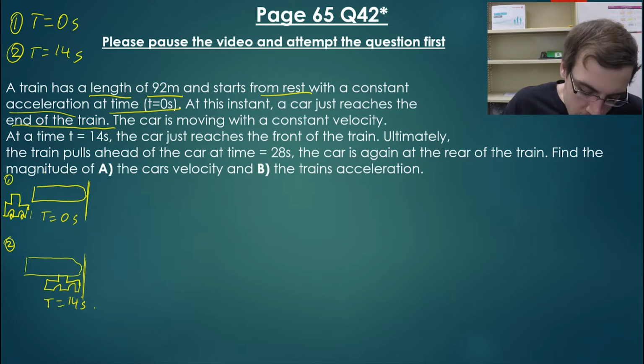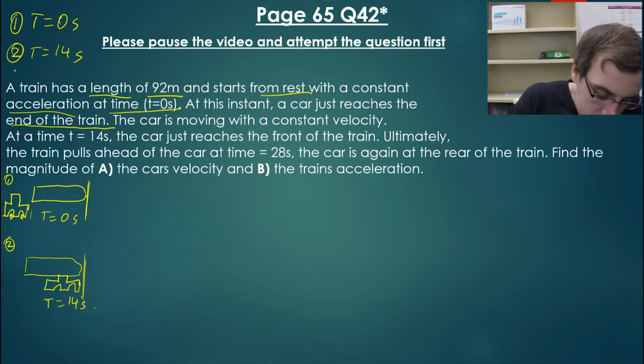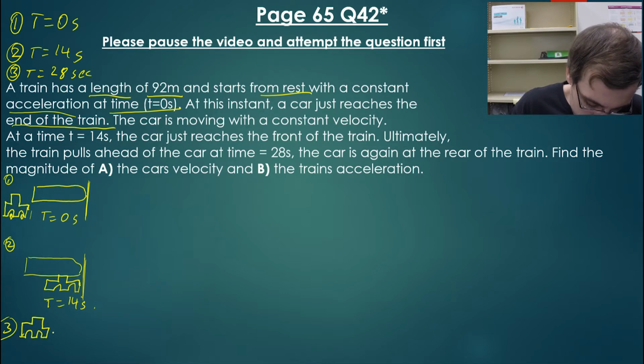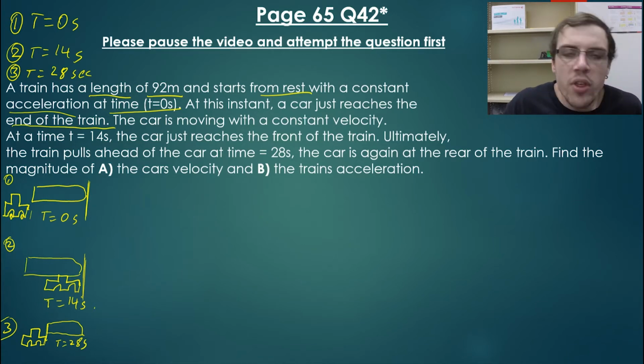However, ultimately, the train pulls ahead of the car, and at time equals 28 seconds, the car is at the rear of the train again. So that's part 3, which means we're back to where we were. So we've got 3 different scenarios going on here.